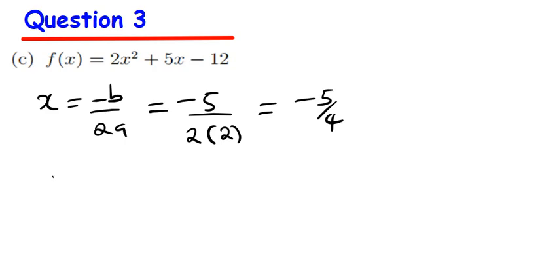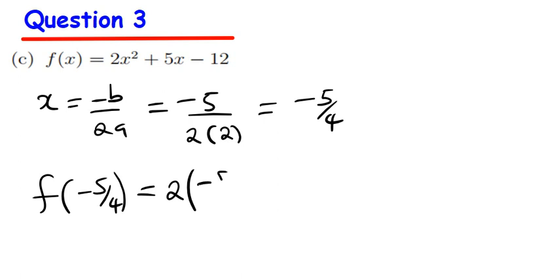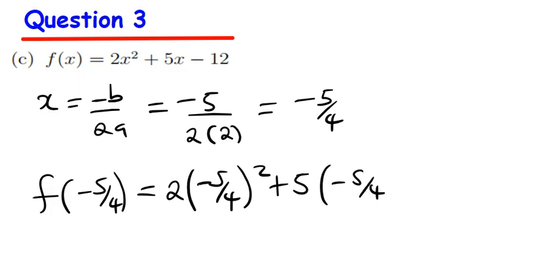Then for us to find the value of y, so f of negative 5 over 4 will be equal to 2. Wherever there's x, we're going to be replacing negative 5 over 4. So we're going to have 2 times negative 5 over 4 squared plus 5 times negative 5 over 4, then minus 12. Then we just solve this expression. So the 2 into 2, that is a 1. 2 into 4, that is a 2. So I've got negative 5 over 2.